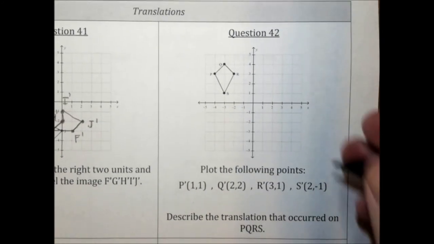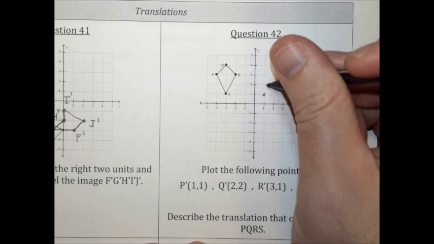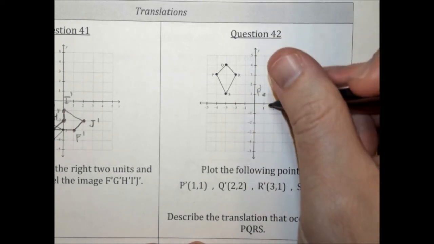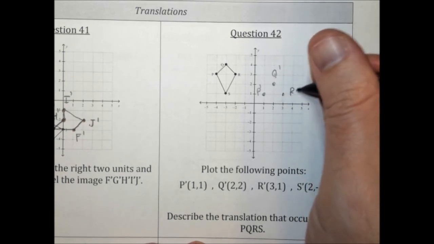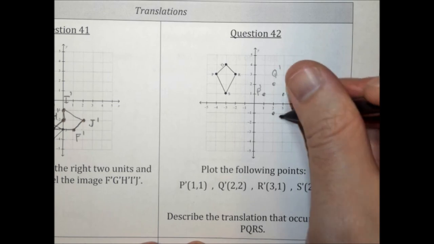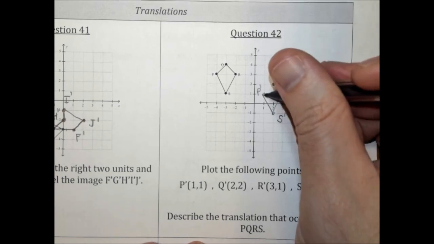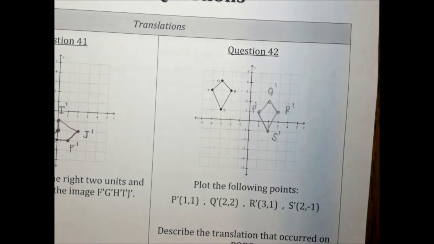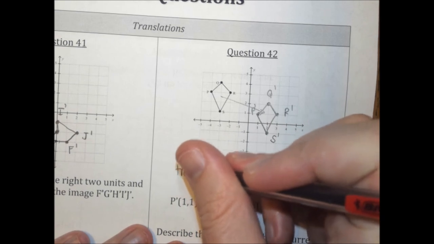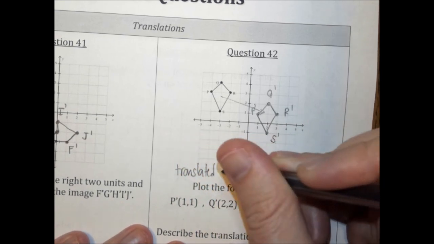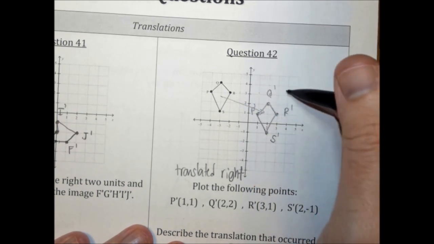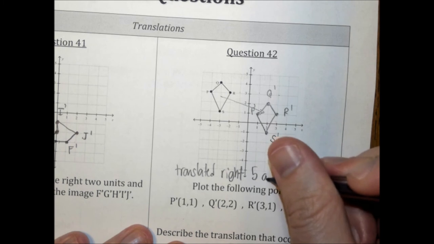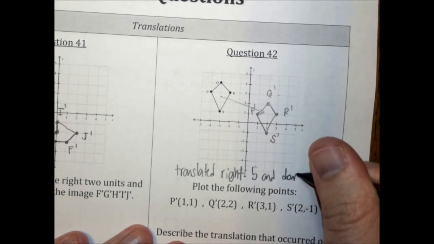42. Plot the following points. 1, 1, which is P prime. 2, 2, which is Q prime. 3, 1, which is R prime. And 2, negative 1, which is S prime. And they want to know, describe the translation that occurred. Well, this shape moved over there. How far did it move? We translated to the right, 1, 2, 3, 4, 5, and we went down 2.